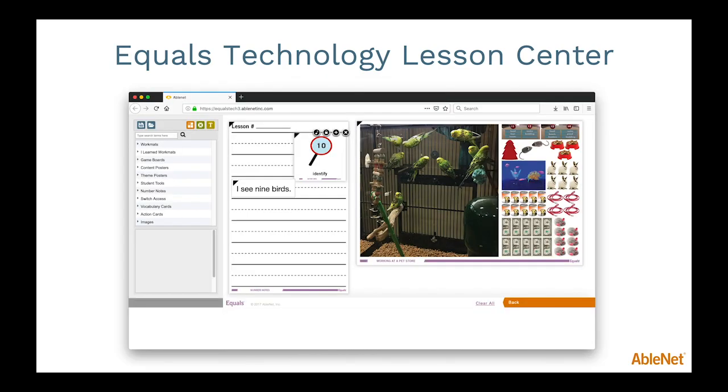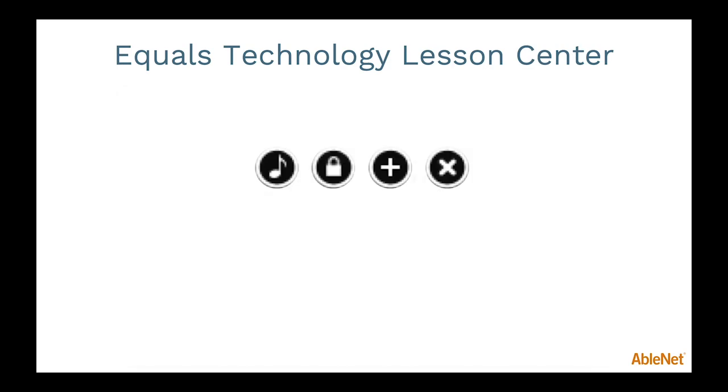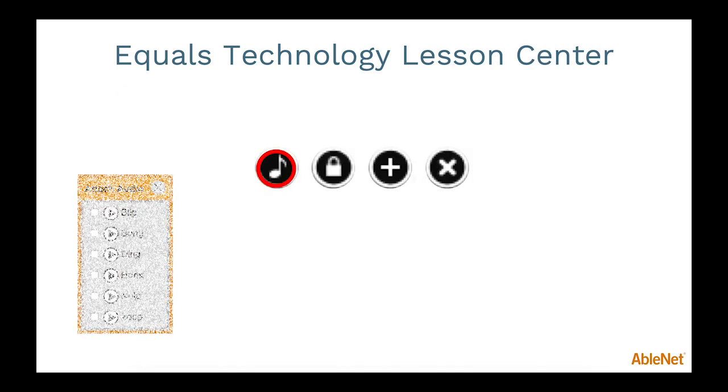When you hover your mouse cursor over any of the materials on the workspace within the Equals Technology Lesson Center, 4 icons will appear at the top of the item. Looking at each of these icons a bit closer, the first is a music note. This gives you the option of adding a sound effect to that item. You have a choice of 6 different sounds to choose from.